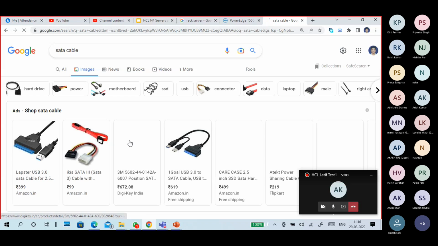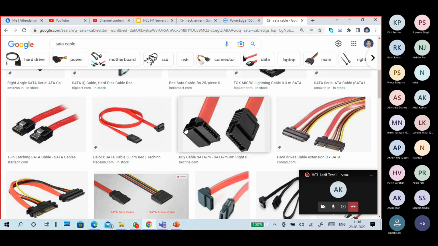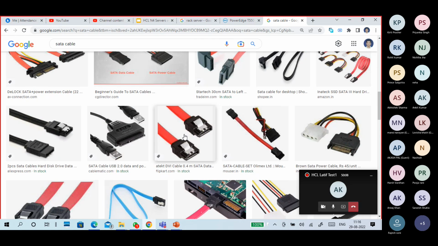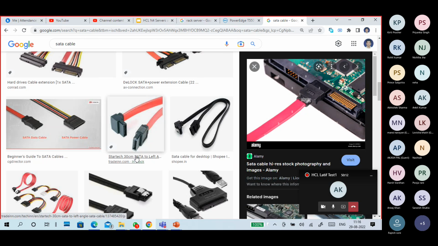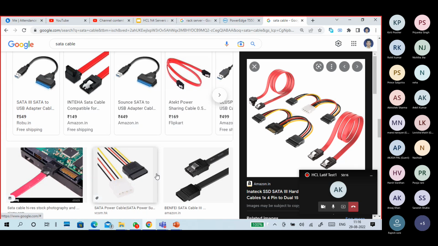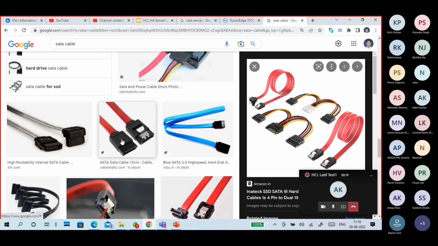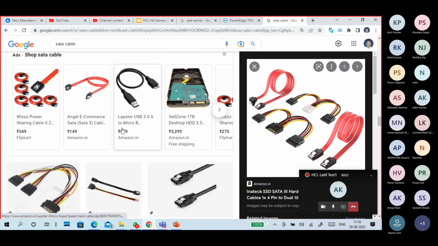Serial Advanced Technology Attachment. See, this is a SATA cable. It is a 7-pin cable, a serial cable type, so we can connect it like this. The interface changes, and SATA is faster than PATA.